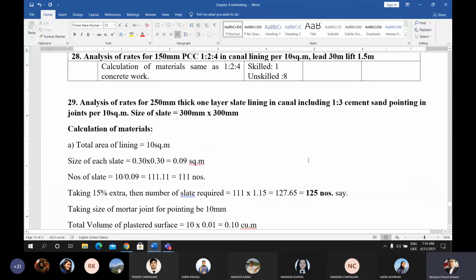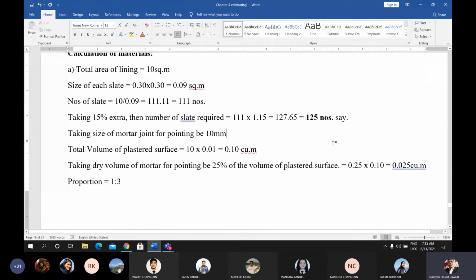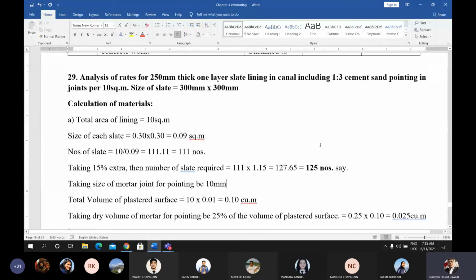The slate rate may be provided in rupees. The size of the slate is 300 by 300 mm, 1 square feet, and the thickness of this layer is 250 mm. This slate is very thick, which is why its cost will be high, and you can provide a cost of rupees 100 per number.